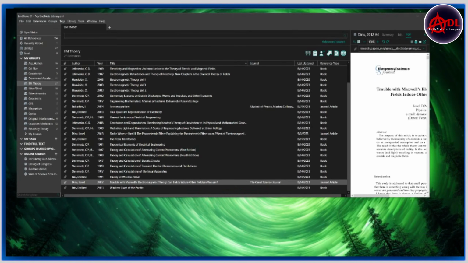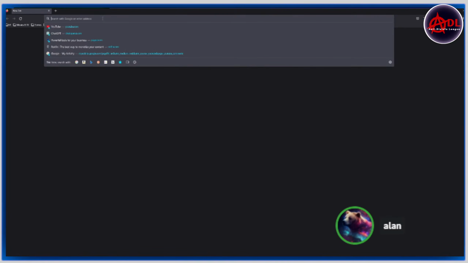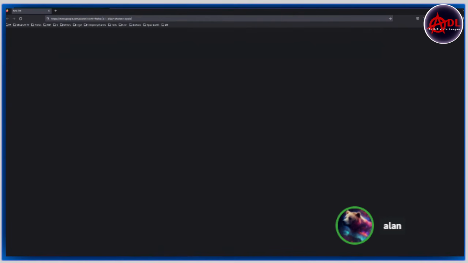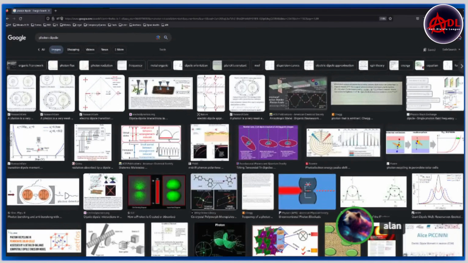That's insane. Yeah. I didn't take the picture, but let me see if I can pull it up here. Yeah, that's exactly what they said. Photon dipole diagram.